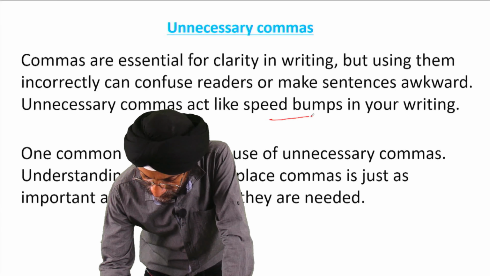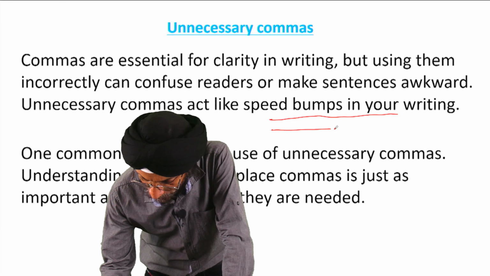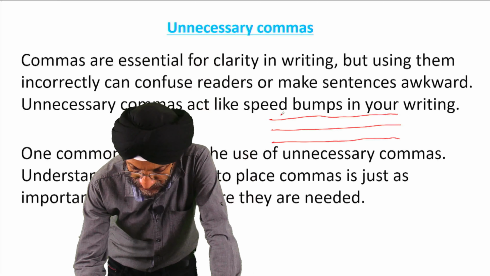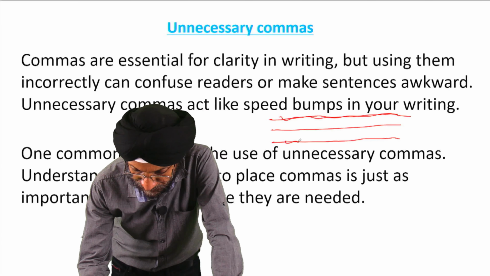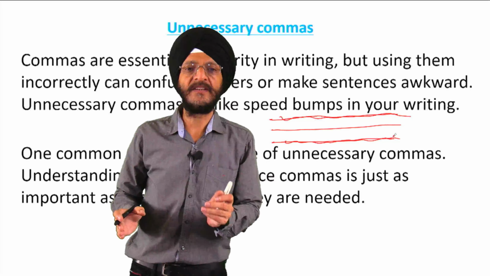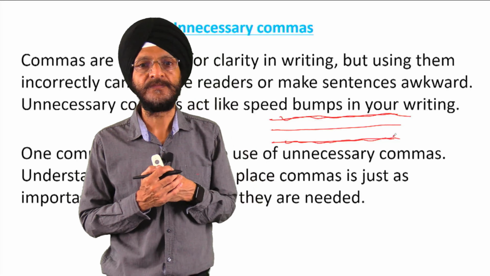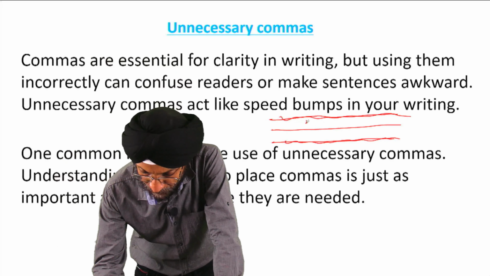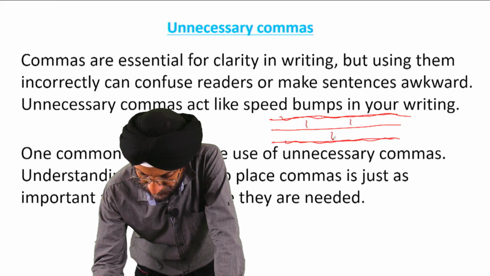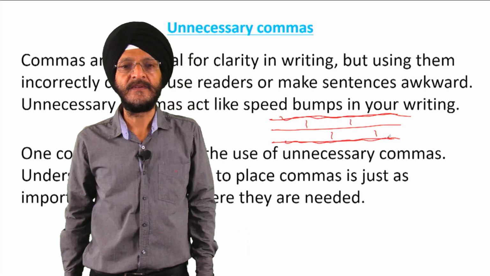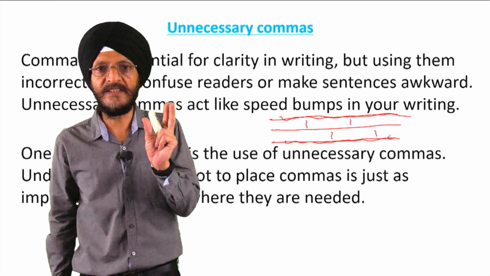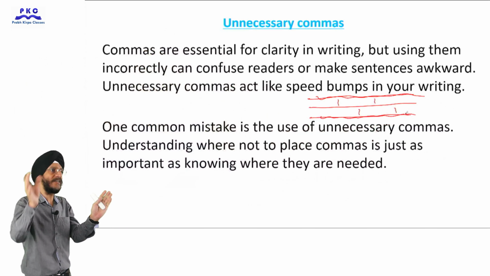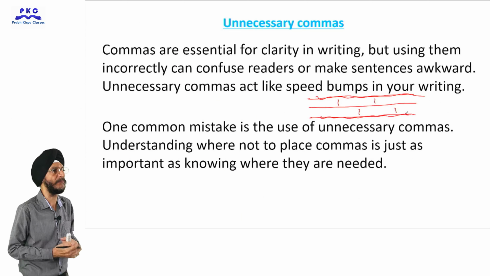Suppose there is a two-lane road. There is fencing on both sides of the road. No pedestrian can cross the road from any place. If we put speed breakers at different places, what will happen? Is there a need for speed bumps when there is fencing on both sides of the road? No, these are unnecessary speed bumps.